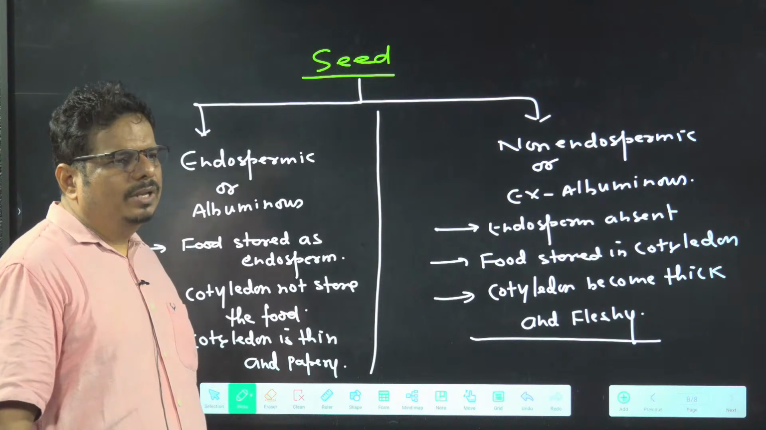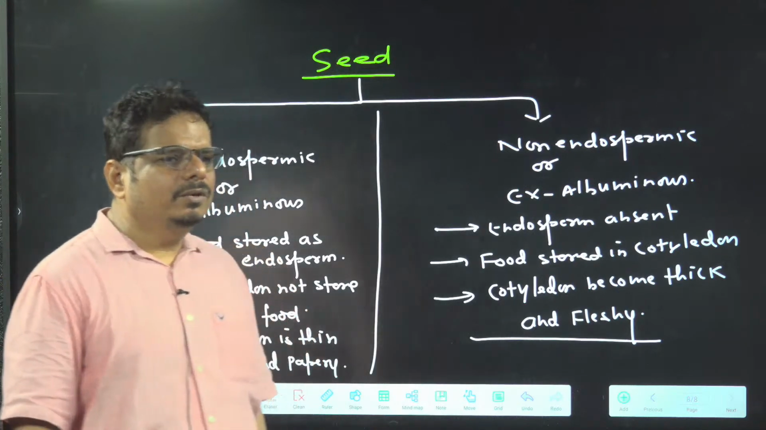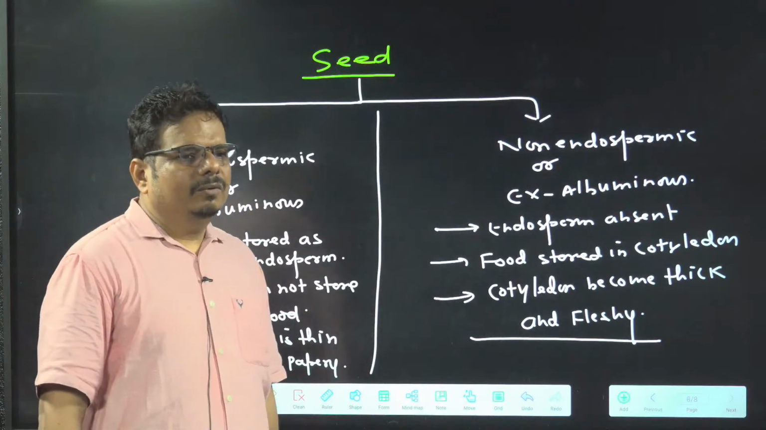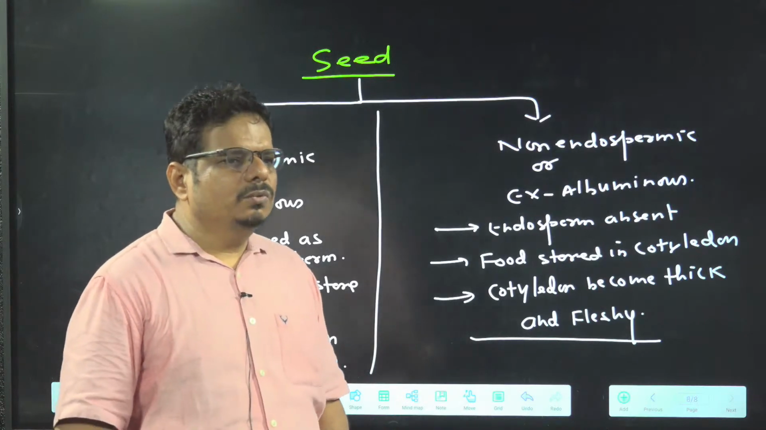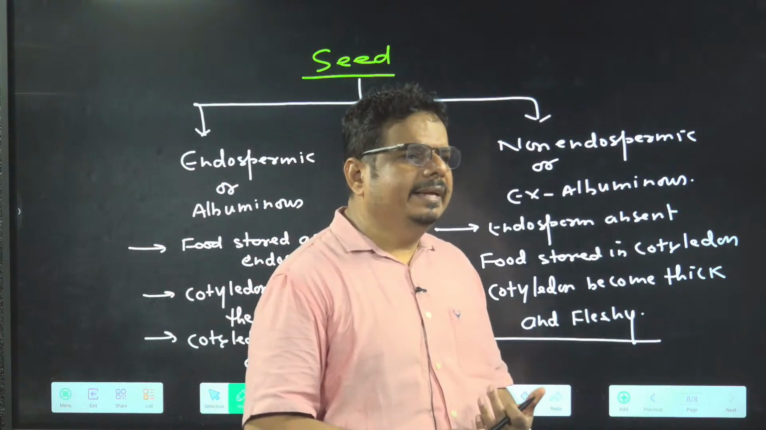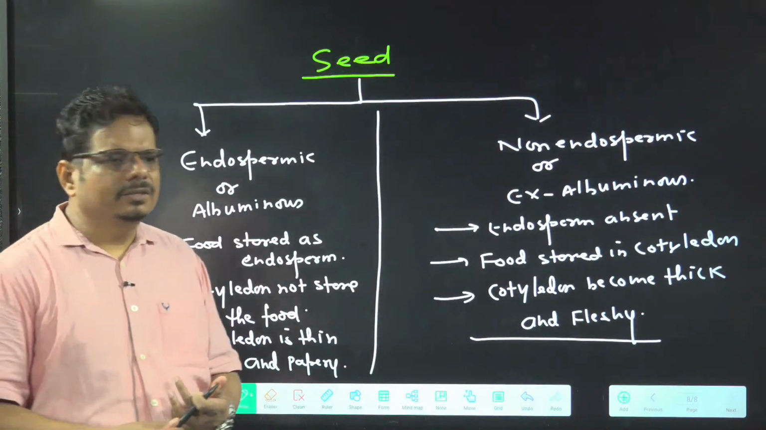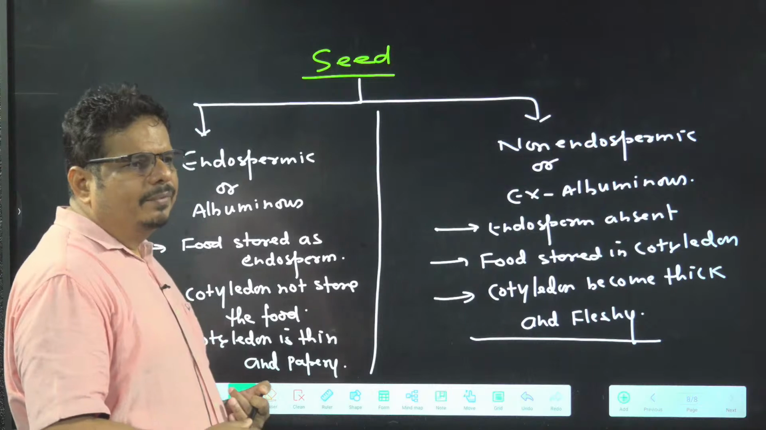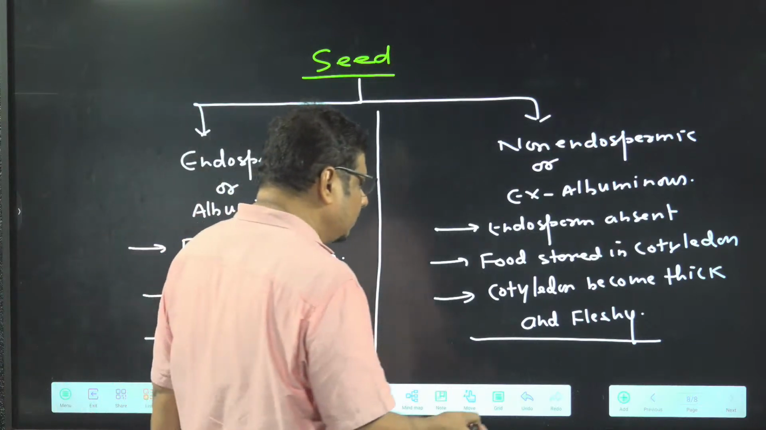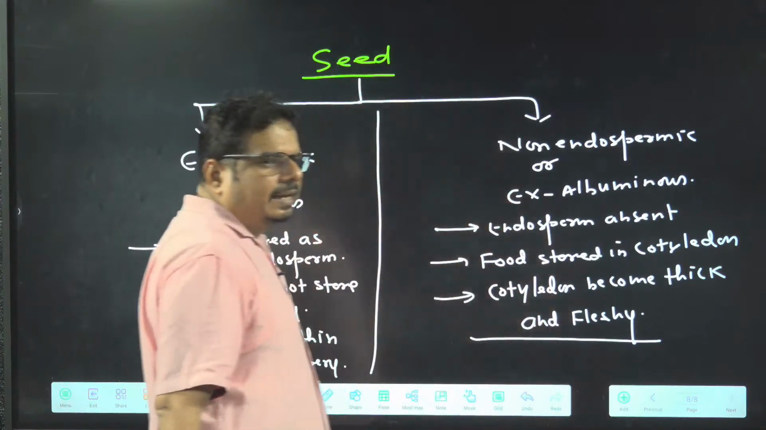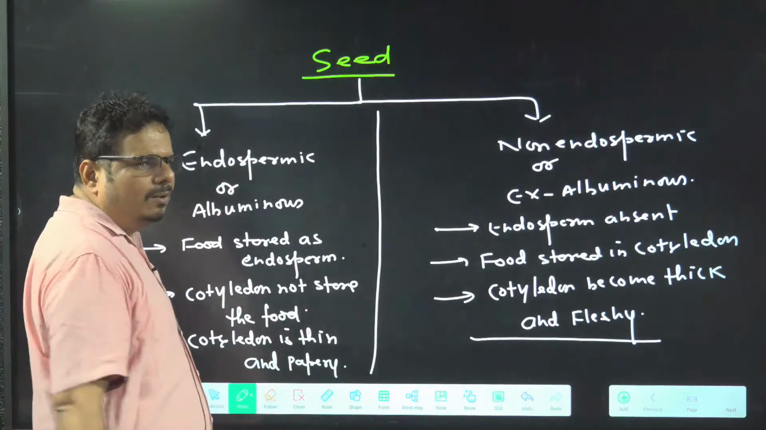Now we are going to deal with examples of endospermic and non-endospermic seeds. One student is asking about the ploidy of the aleurone layer. Ploidy of the aleurone layer is what? 3N. Is it all right? Now give your attention. Have a look. Now we are going to deal with the examples. Can we move ahead? Should I change it?